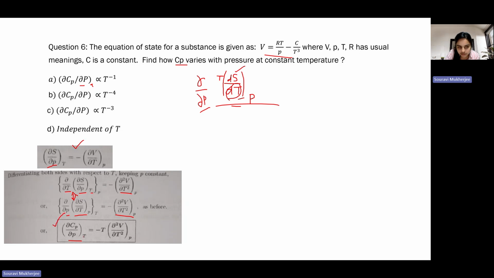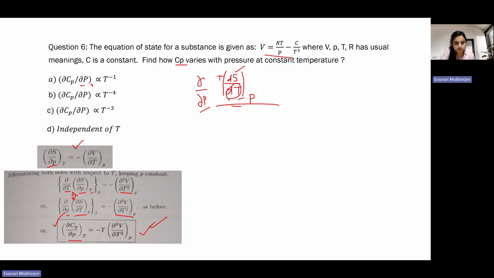So once you know this relation, this relation by itself is actually very important. Okay. Del Cp del P at constant temperature. How does it relate to this? This entire form, this relation is very important. Now, if we go back to the question, we have to find this thing. The expression of volume with respect to pressure and temperature is provided. Okay.